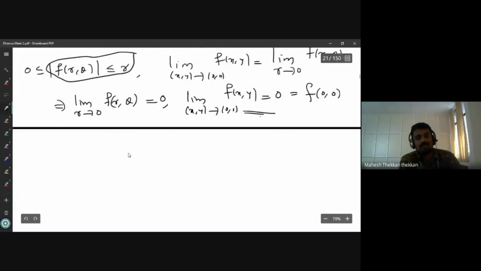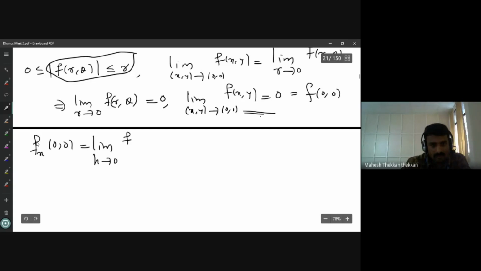Suppose f is differentiable. The first thing we have to look at is alpha and beta. Alpha is the partial derivative with respect to x at (0,0), and beta is the partial derivative with respect to y at (0,0). So first observe whether the partial derivatives at (0,0) exist or not. Look at fx at (0,0). That is the limit as h tends to 0 of f(0+h, 0) minus f(0,0), divided by h.